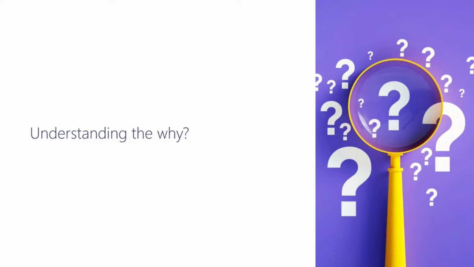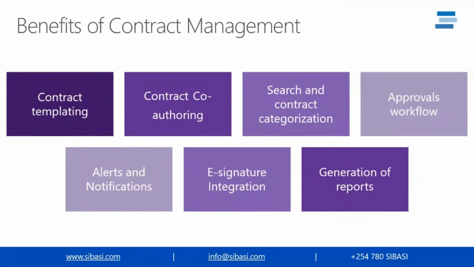Some of the benefits of the solution: first, we get to come up with a contract template. We get to co-author with different team members. And as highlighted, after co-authoring, you can send it for internal approvals. And then we also have the search and contract categorization, which allows us to search for individual documents. And we have the approvals workflow, which allows us to send the contract for approvals. Then the alerts and notifications, either for payment or alerts that the contract is about to expire.